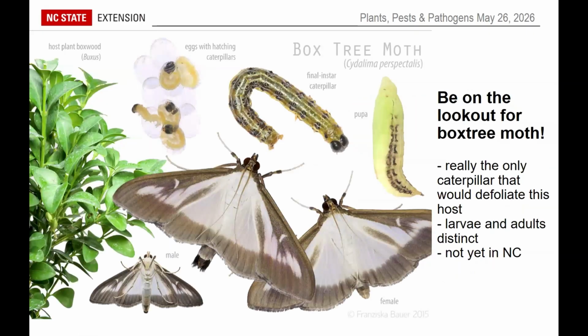And finally, always be on the lookout for box tree moth. If you have a boxwood and you start to see caterpillars, especially these green caterpillars with black spots and a black head, or any of these moths with this gray border and this white triangle in the center, anything like that on your boxwoods, please let us know, or North Carolina Department of Ag immediately, because this is a very destructive pest of boxwoods. And with that, I think I'm done. I'm going to stop sharing and answer some questions.